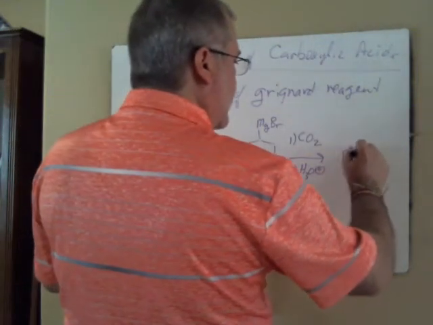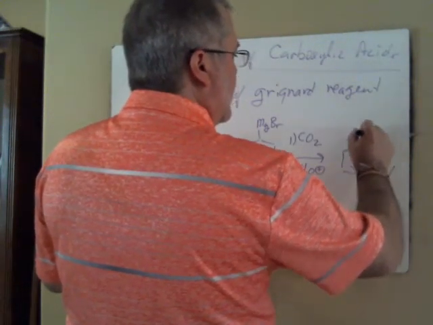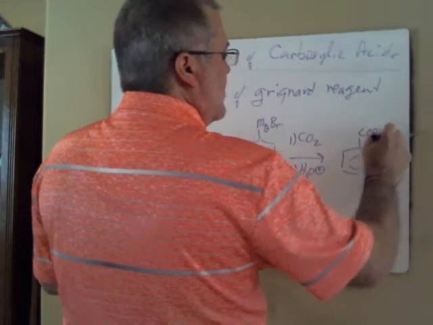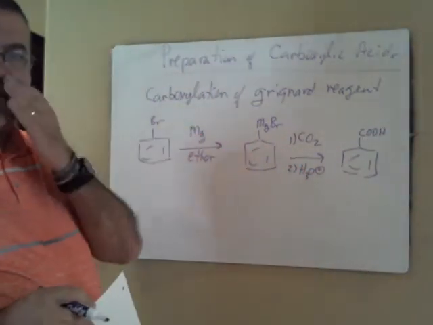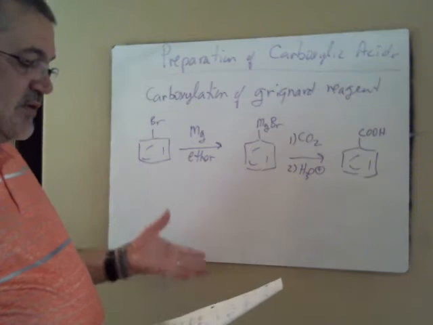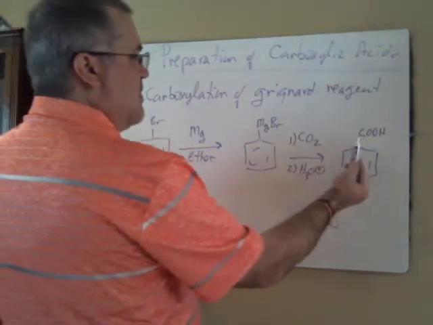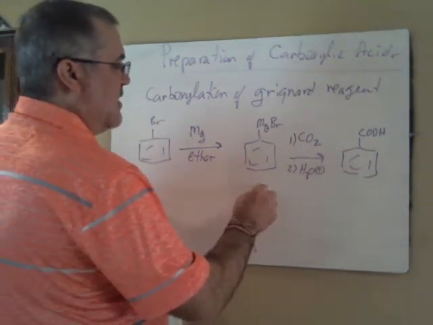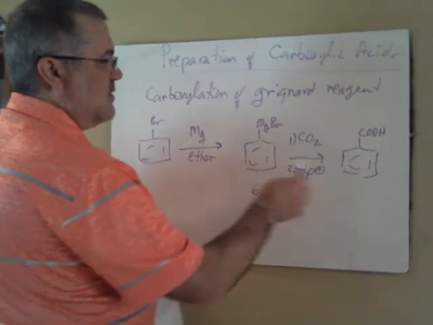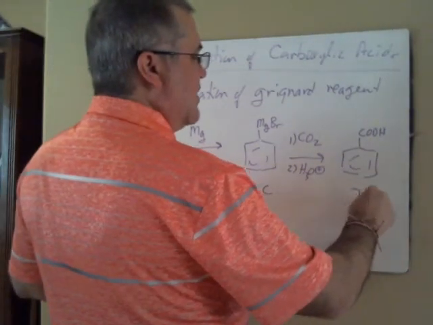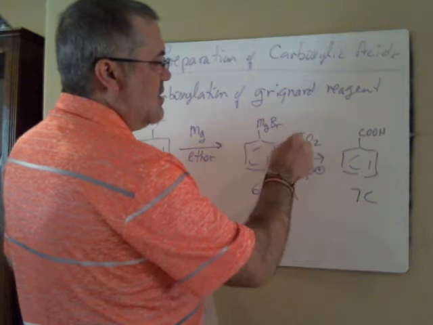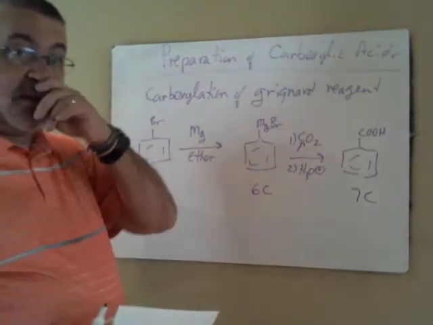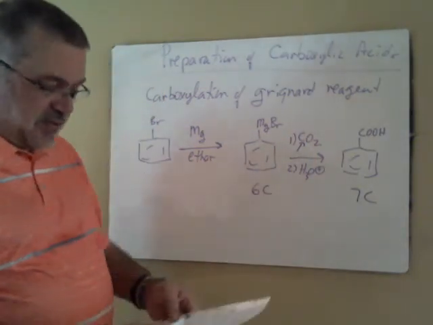And the result of this is going to be the addition of the carboxyl group to give the carboxylic acid, or benzoic acid. And notice I have 6 carbons here, those carbons in the ring, and I have 7 carbons here. So you're adding a carbon. When that CO2 adds to the molecule, you're increasing the number of carbons by 1.